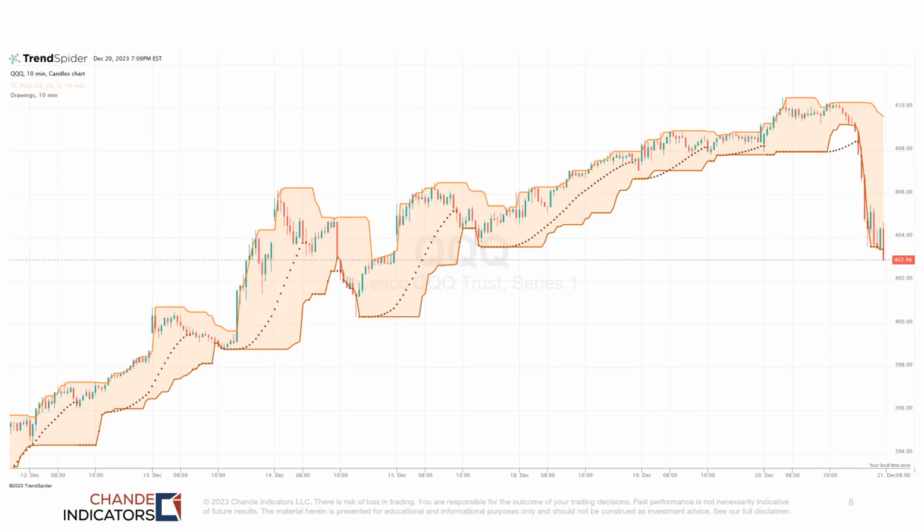This is a 10-minute chart of the QQQ just to show you that the logic works on a relatively short time frame. For example, you see the start here and the exit, the start here and the exit. So you get very good control on managing open trade equity even on a short trading horizon.